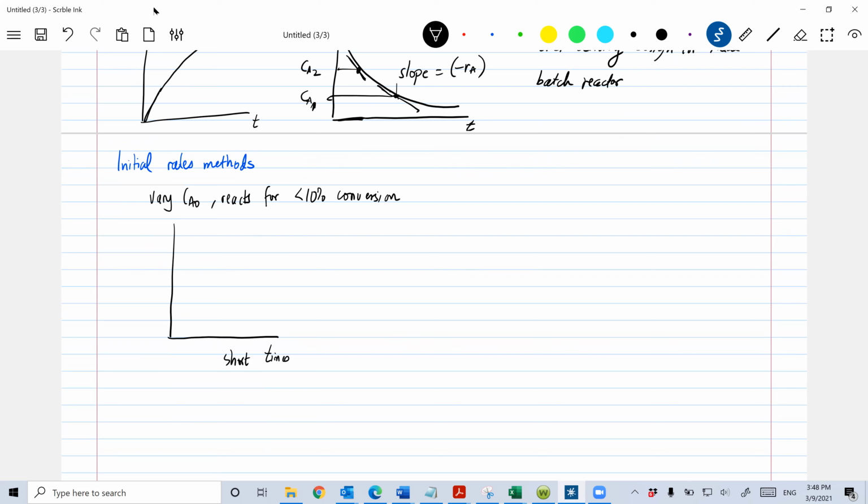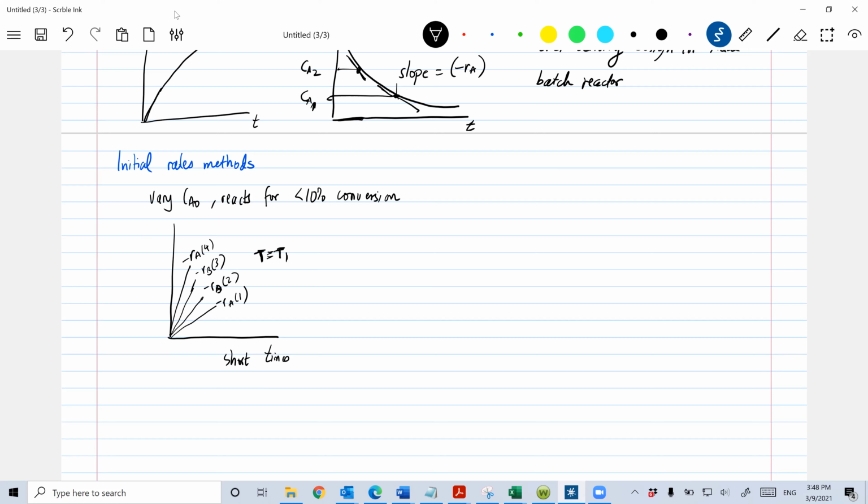And over short times, if you keep varying CA naught, you would get rates that are different. So the higher the CA naught, the higher the rate. We could call these RA4, RA3, RA2, RA1. This would be at a certain temperature. Then we can vary temperature and do this again, right? So this is how this works.